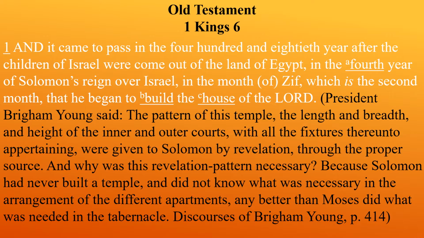President Brigham Young said, the pattern of this temple, the length and breadth and height of the inner and outer courts, with all the fixtures thereunto appertaining, were given to Solomon by revelation through the proper source. And why was this revelation pattern necessary? Because Solomon had never built a temple and did not know what was necessary in the arrangement of the different apartments any better than Moses did what was needed in the tabernacle.